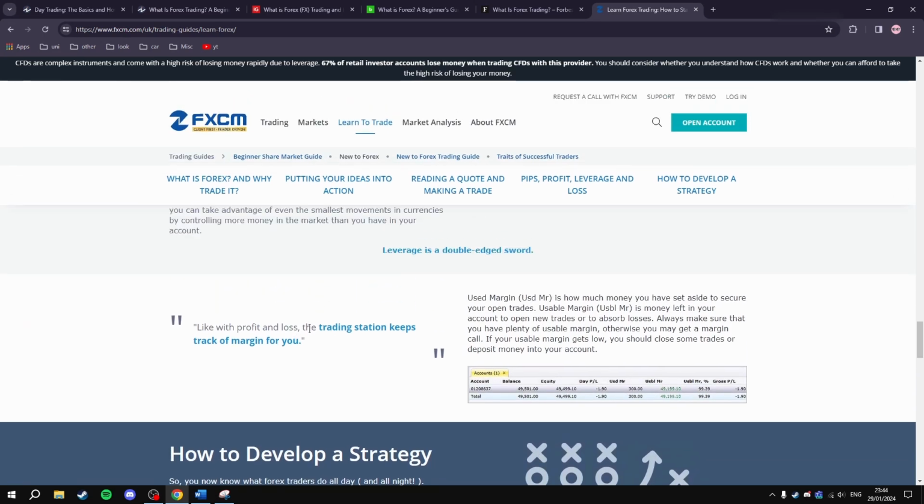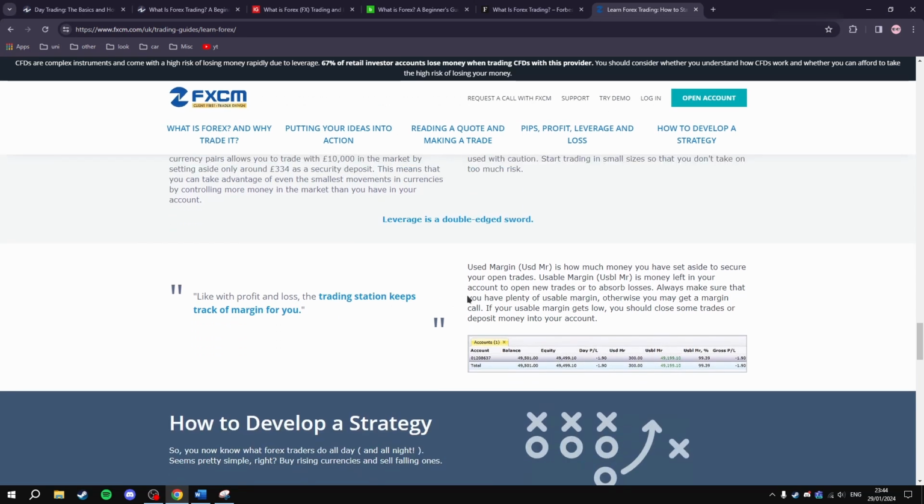Like with profit and loss, the trading station keeps track of margin for you. Used margin is how much money you have set aside to secure your open trades. Usable margin is money left in your account to open new trades or to absorb losses.